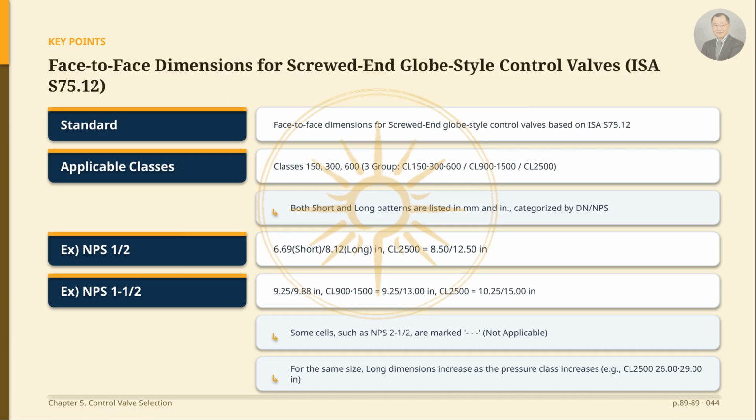Some sizes, such as NPS 2.5 inches, are marked with dashes, indicating that the combination is not applicable. Even for the same valve size, the face-to-face dimensions, especially the long pattern, increase as the pressure class rises, reaching up to 26.00 inches and 29.00 inches for large Class 2500 valves.